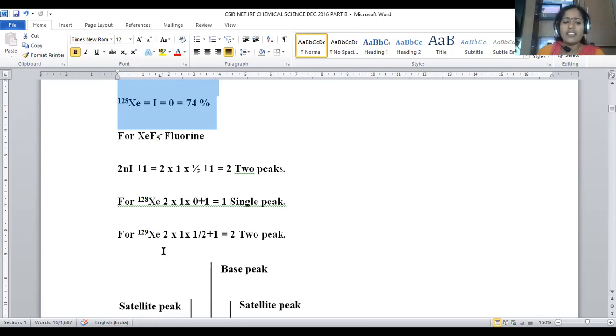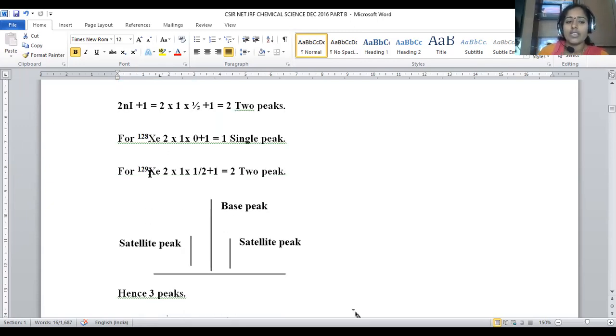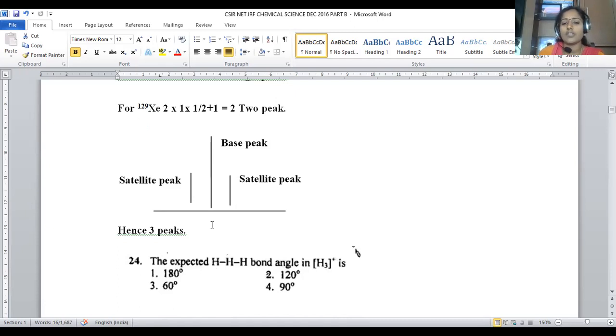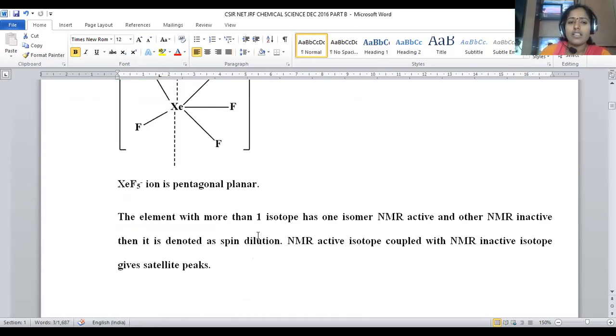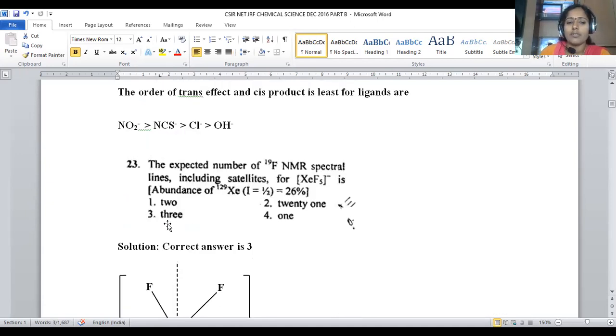A single peak is possible. When we consider xenon-129, which is NMR active, where the angular momentum value is half, the 2nI plus 1 formula can be employed here also. 2 into n, how many xenons of 129? Only 1. So 2 into 1 into 1 by 2 plus 1. The 2 gets cancelled, so 1 plus 1, it will be 2 peaks. One single peak for the NMR inactive and 2 peaks for the NMR active xenon atom are possible, so there is a possibility of satellite peaks. Spin dilution is possible. 1 base peak and 2 satellite peaks originate, so the total possible peaks are 3. For this xenon pentafluoride anion, the possible number of peaks is 3.